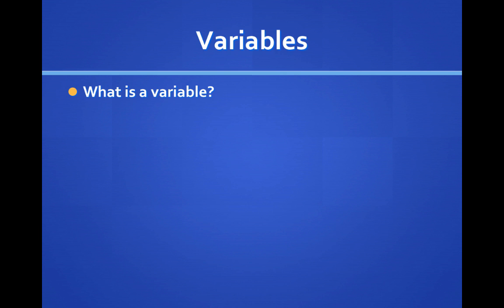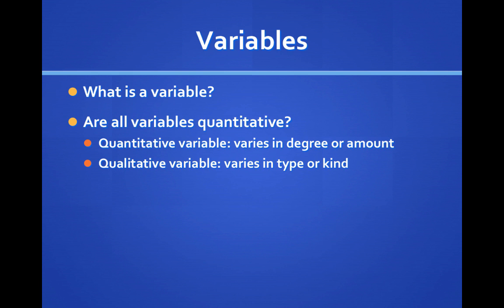By default, we often think about variables in a quantitative sense because that term is often used in statistics or math classes. But variables can actually be quantitative, numerical, or qualitative type. Again, all variables change. They're not static. They can have different values. Quantitative variables change in degree or amount, while qualitative variables vary in type or kind. So they're not all quantitative. They can be quantitative or qualitative.